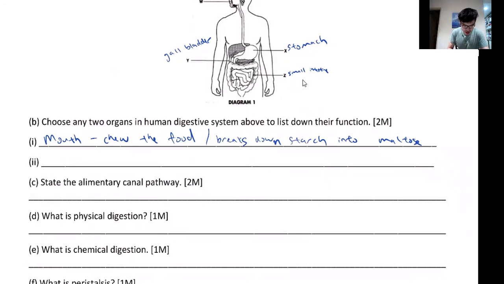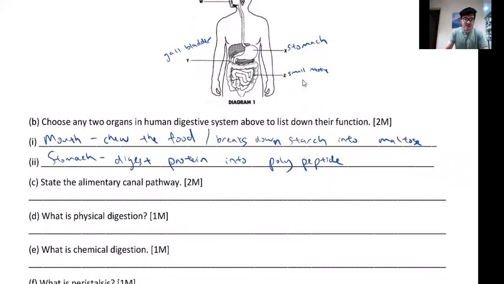So next, stomach. Stomach is to digest protein into polypeptide. You learned polypeptide, right? If I'm not mistaken, polypeptide or peptide, right before they become amino acid. By the way, what's amino acid? Amino acid is the simplest form of protein.